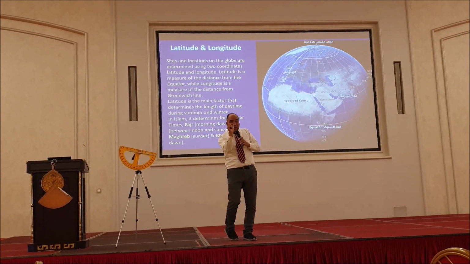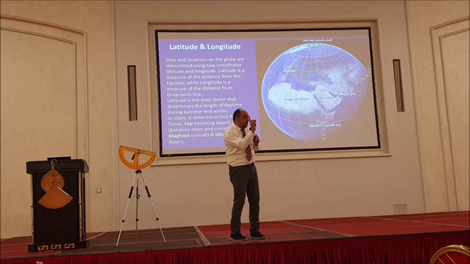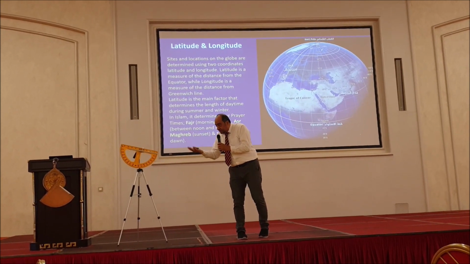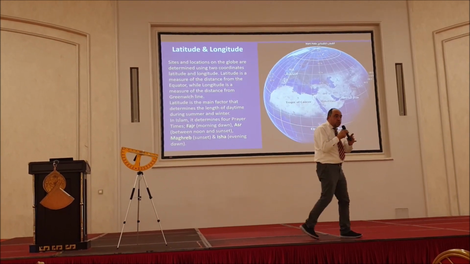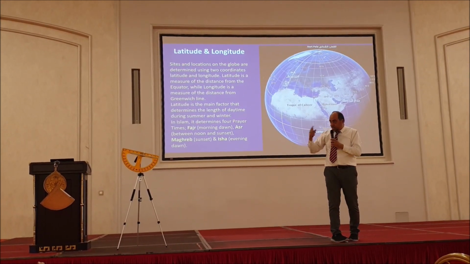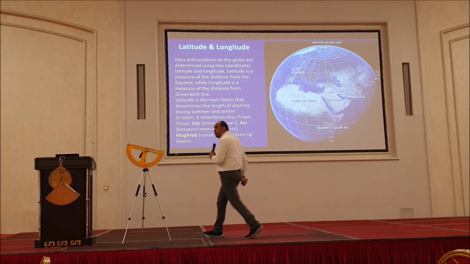Why is it moving? Because the Earth's axis is tilted. That's why we have the seasons. Seasons are due to the tilt of the Earth. It's not due to the rotation of the Earth around the sun. Okay?